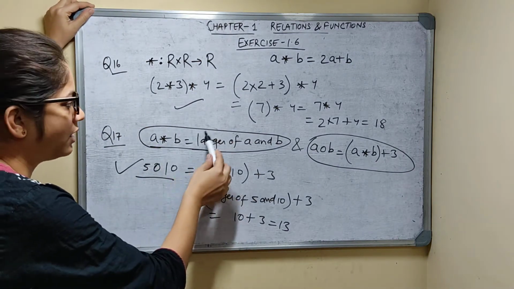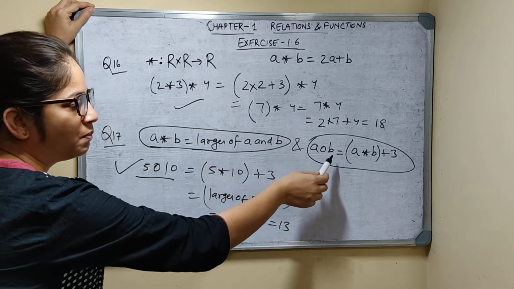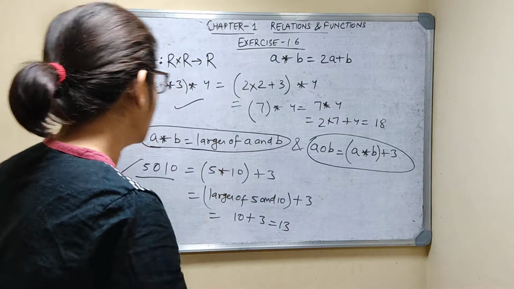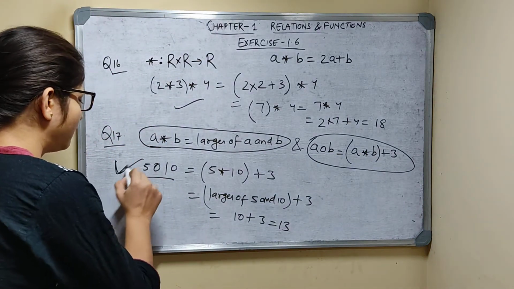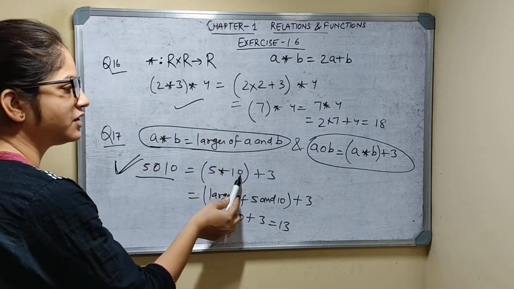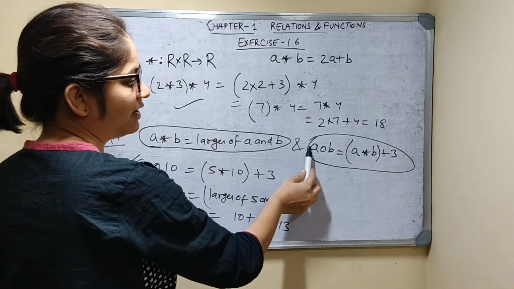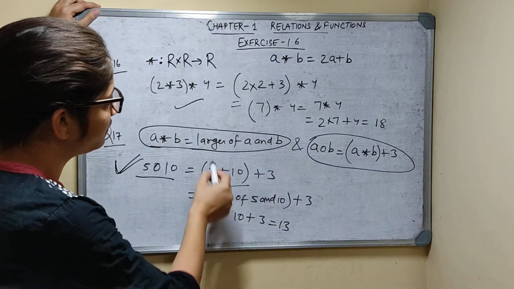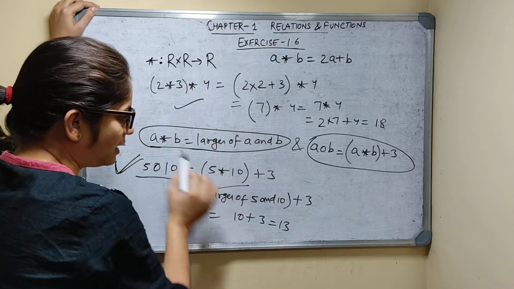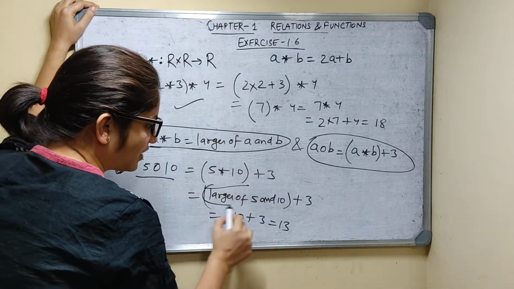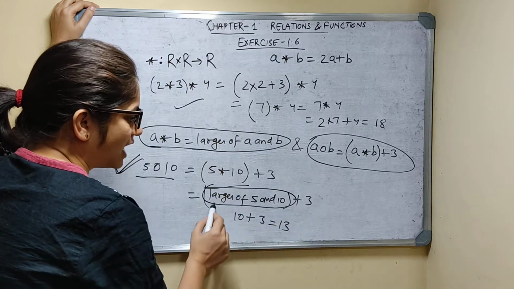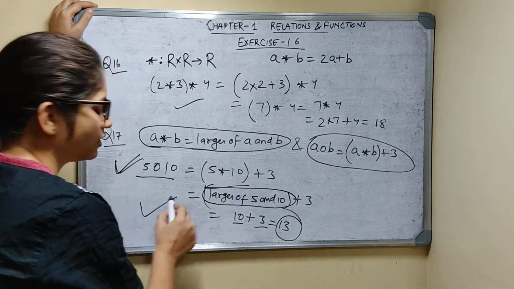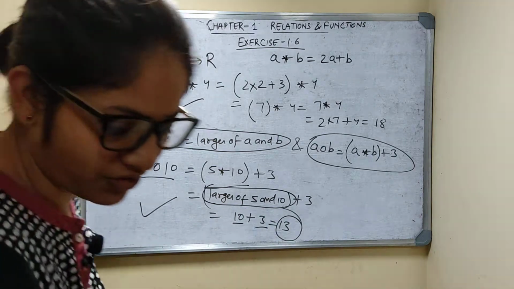a * b is what? Larger of a and b, and a O b is equal to (a * b) whole plus 3. So they are asking 5 O 10 means 5 * 10 plus 3. I can write here 5 O 10, 5 * 10 plus 3. So 5 * 10 means what? a * b is larger of a and b. So 5 * 10 will be what? Larger of 5 and 10 plus 3. Larger of 5 and 10 is what? 10 plus 3. So answer is what? 13. Now question number 18.